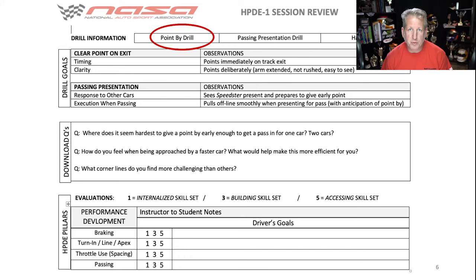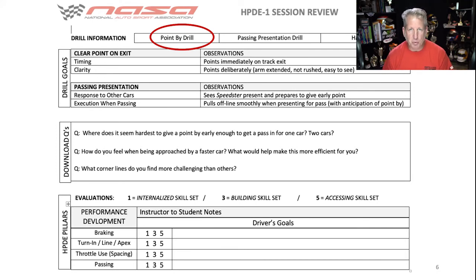Why are we doing a point by drill? Because we just taught point bys in the classroom, and we want to use that alignment model of teaching in the class, supporting on the drills, practicing out on the track, doing a download where they're evaluated on drills, and then coming back to the classroom to talk about it. That's the complete loop of an aligned system, and it's very, very effective.